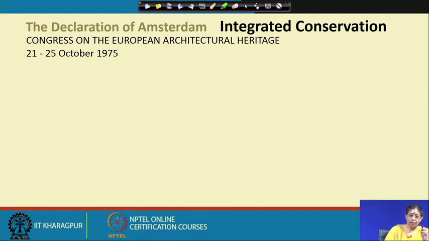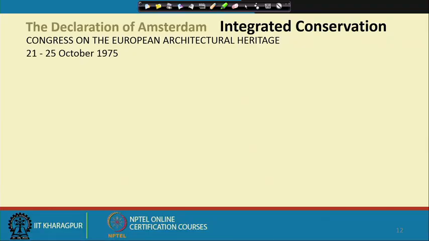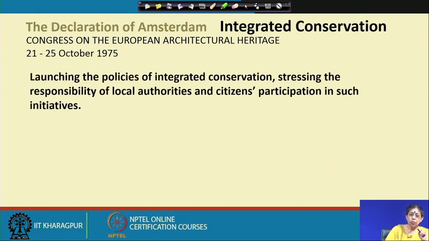There was also the integrated conservation which came at that time. The concept of integrated conservation was there even during the earlier period also, but as a concept, the terminology of integrated conservation, that is integrating the social fabric, the people, became formalized during the Declaration of Amsterdam in 1975. So, what it did, it formally started launching the policies of integrated conservation, stressing the responsibility of the local authorities and citizens' participation in such initiatives.